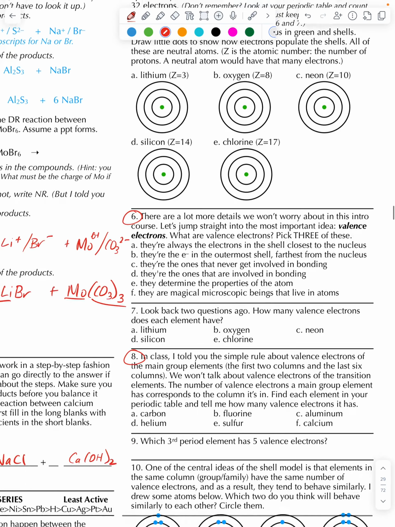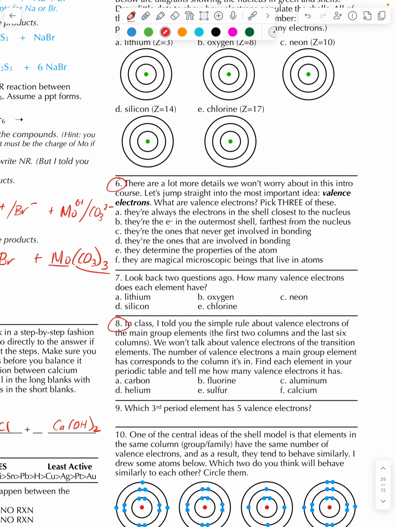Identifying the number of valence electrons. So, some ideas about valence electrons. They're always the outermost electrons, farthest from the nucleus, not always, but they tend to be the outermost ones. They're the ones that do get involved in bonding. They're the important electrons. And they help determine the properties of the atom.